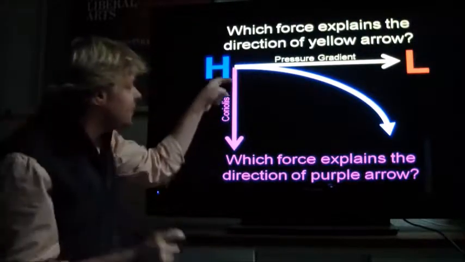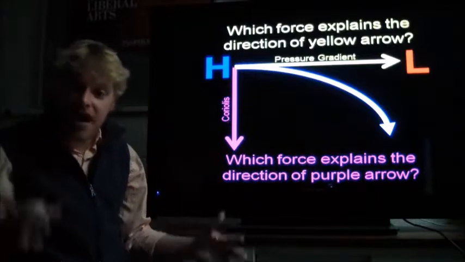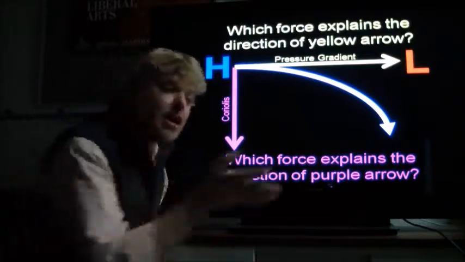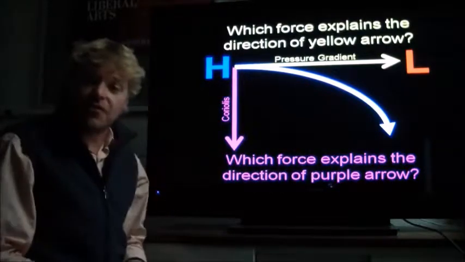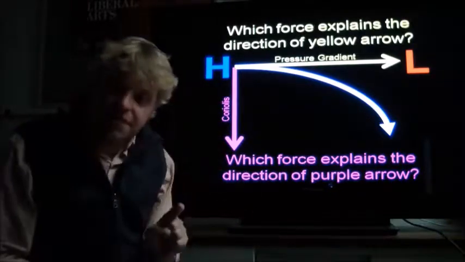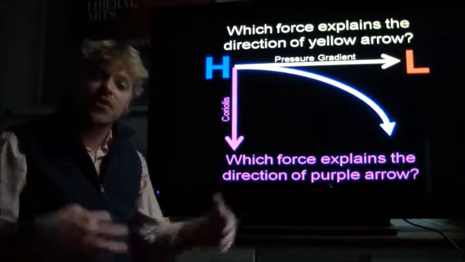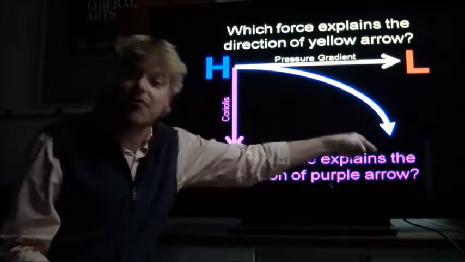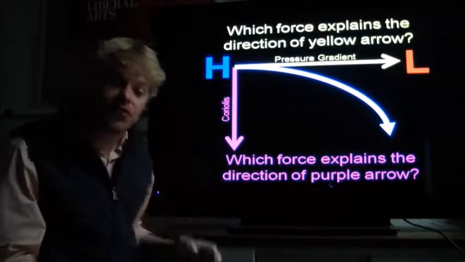Get that stuck in your head for why we're going to see a ton of arrows in the northern hemisphere bending to the right, and then ones in the southern hemisphere bending to the left. It's the combination of the pressure gradient force and the Coriolis force working together, so that the average of the two creates this curve to the right.